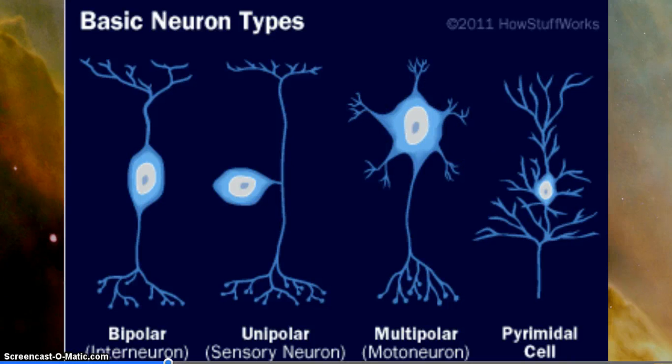And there's multipolar, and this is the most common. These can be motor neurons. They're multipolar neurons, so they have many dendrites. As a general rule, neurons only have one axon, but this one has many dendrites.